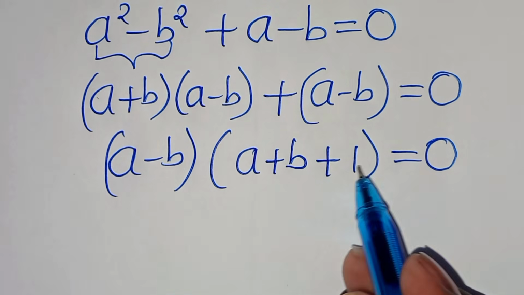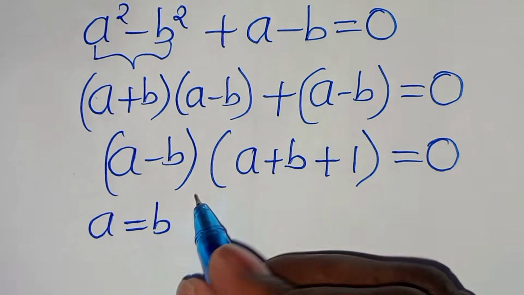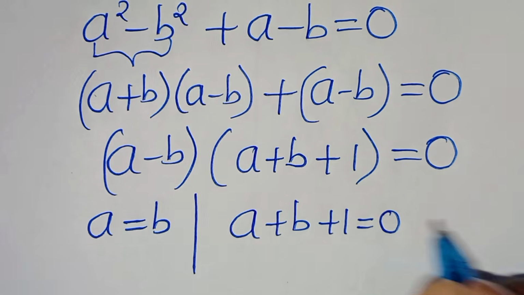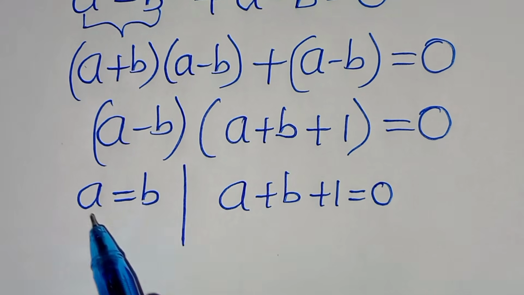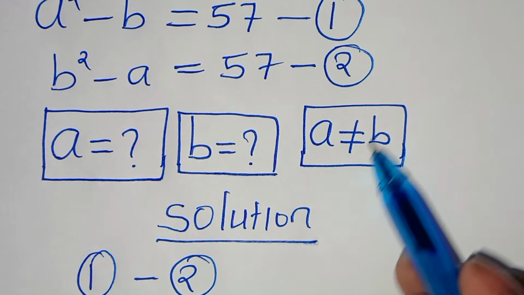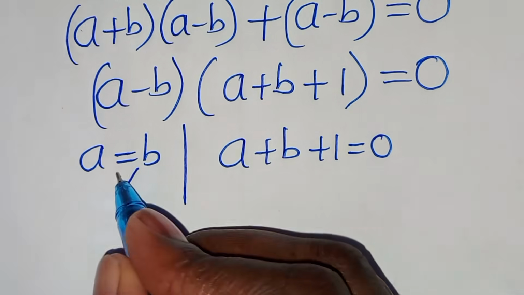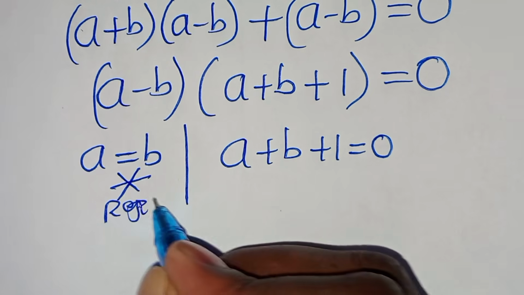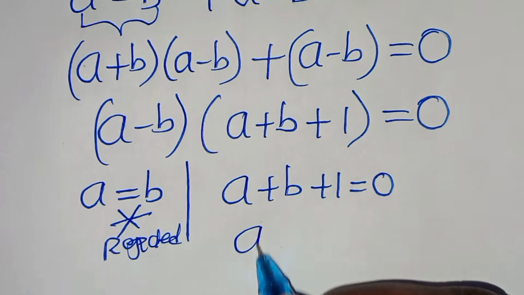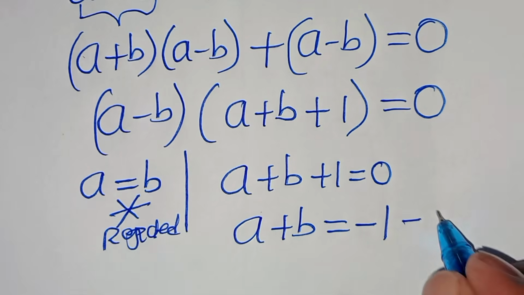So this means we have got two parts here. We have a is equal to b from here, and we have a plus b plus 1 equal to 0. So we have that a is equal to b. This violates the condition that a is not equal to b. So the first case here is rejected. Now let's proceed to case 2. In case 2, we have a plus b equal to minus 1. Let's call this equation 3.